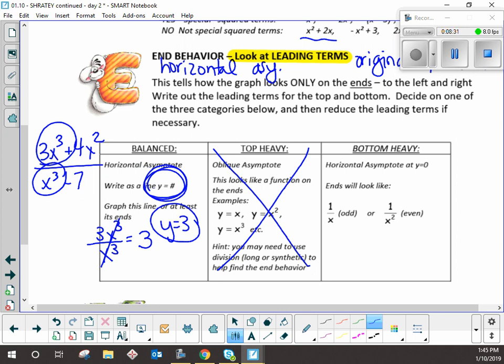That's balanced. Bottom heavy is a different situation when the degree on the bottom is bigger. So instead of 3x cubed plus 4x squared, you might have just 3x plus 4 maybe, and then you might have anything bigger on the bottom like this. So the degree on the bottom is bigger. You don't have to do any math for the horizontal asymptote. It's automatically going to be y equals 0 by default. So for bottom heavy, the horizontal asymptote is y equals 0. But for a balanced function, you'd have to do that little bit of extra math right there.